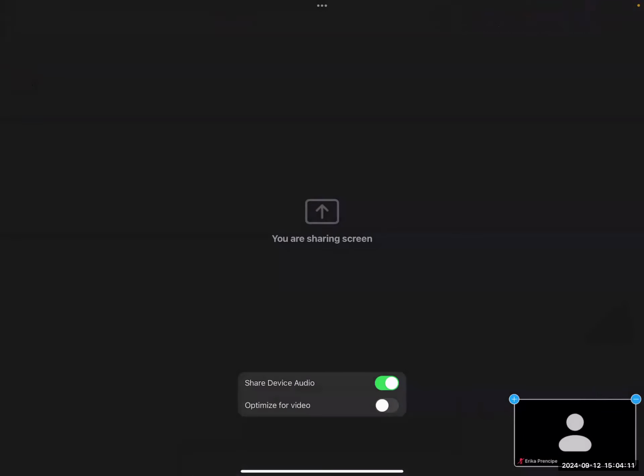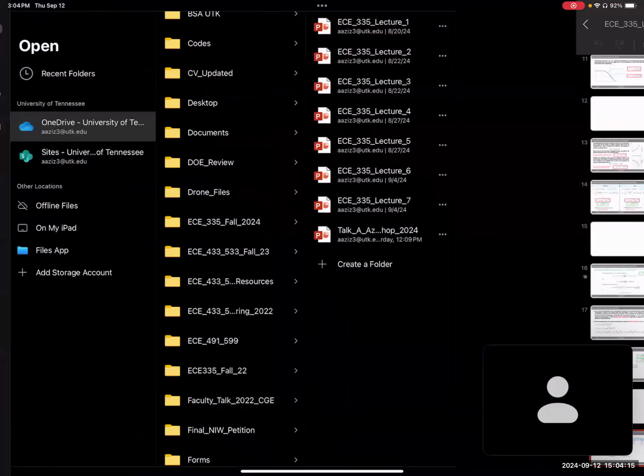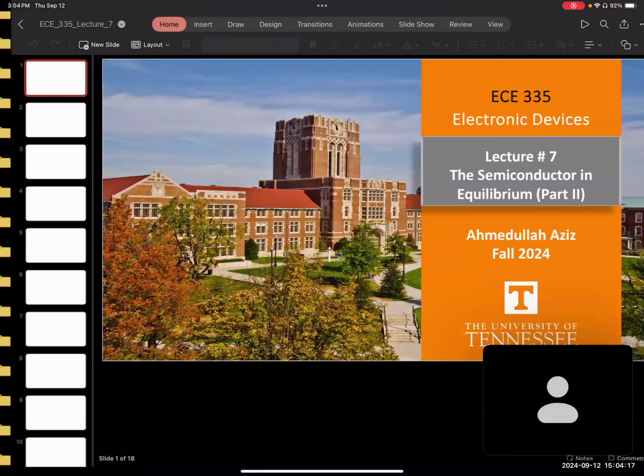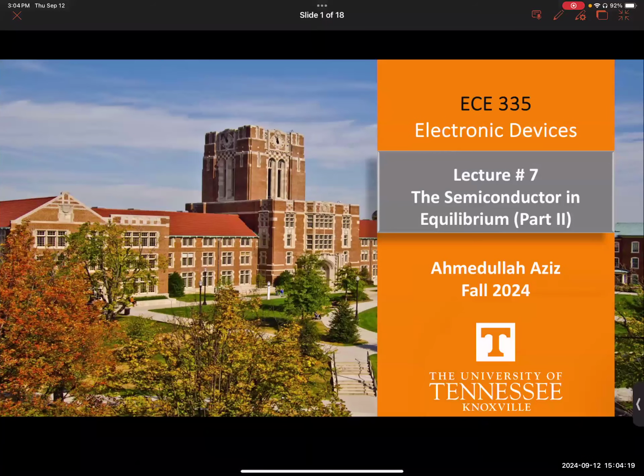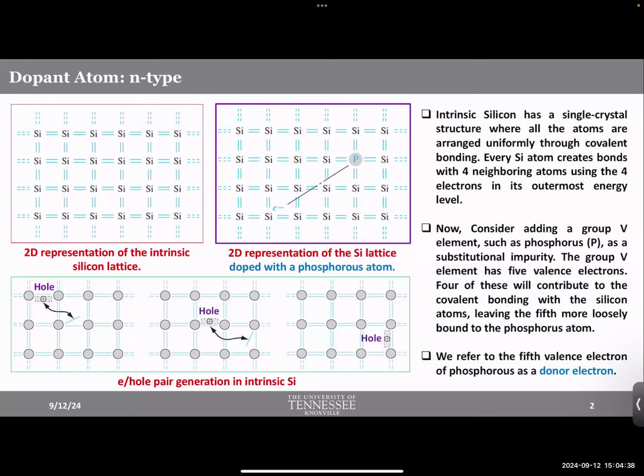So let's get started with the next lecture, which is going to be number 7, the next part of our semiconductor in equilibrium. And remember, we are talking about semiconductors that are only in equilibrium. And I wish I could quiz you on this. What is equilibrium? We are not applying any external voltage, no temperature gradient, no magnetic field, nothing. Basically, the semiconductor is sitting there, and yes, you have a temperature, but remember, no temperature gradient, just temperature.